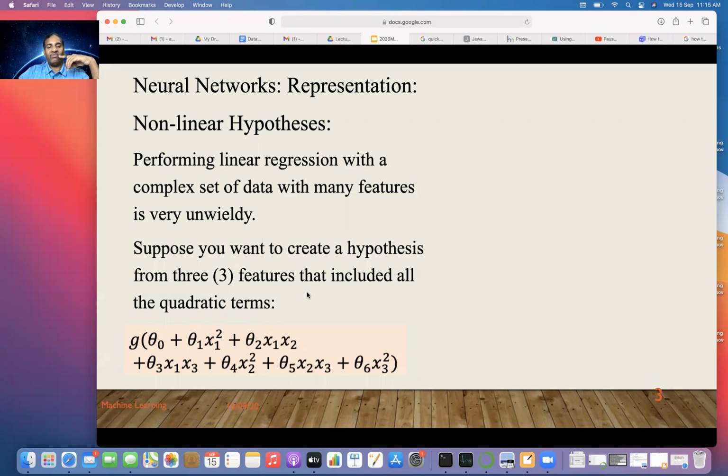In 3C2, once x1 is selected, you cannot select x1 again, right? The first one can be any one of these 3: x1, x2, x3. Am I right? Second one also can be any of x1, x2, x3. So first one, how many ways can you select? 3 ways. Second one, how many ways? 3 ways. 9 will come, right? But we have only 6. Then how is it possible?